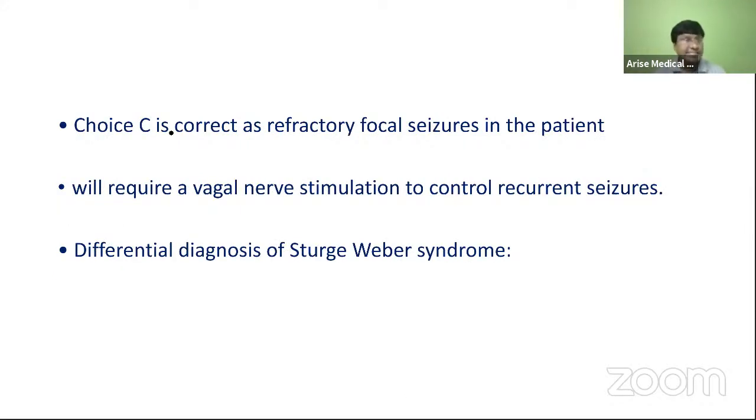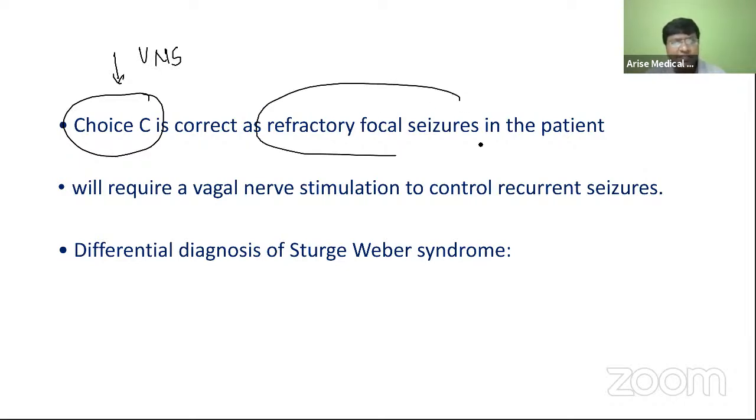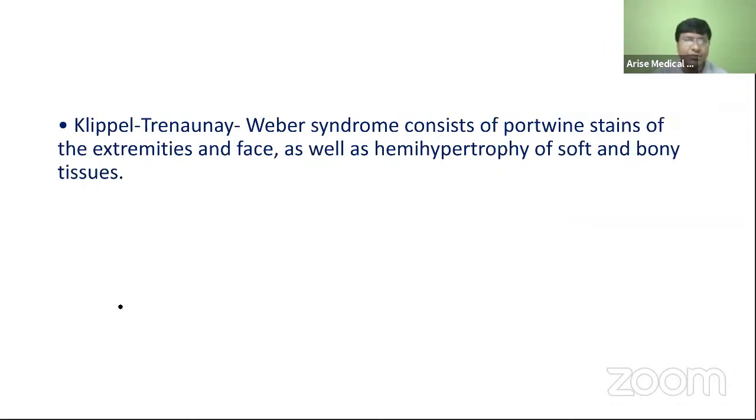Now, choice C, that is vagal nerve stimulation, is also correct. Why is vagal nerve stimulation correct? Because the individual will have refractory focal seizures. So for refractory focal seizures, what is the treatment? You need to do vagal nerve stimulation. Right, and what is the differential diagnosis?